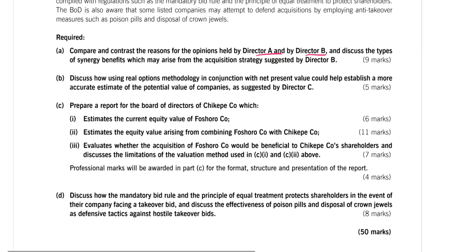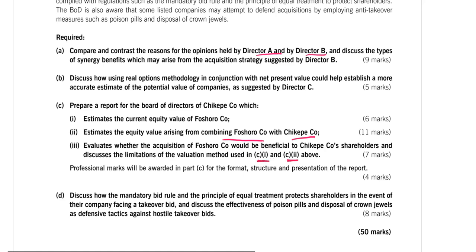Part C, prepare a report for the board of directors of C company, which estimates the current value of C company, and estimates the equity value arising from combining F company with the C company. That means in the first part of the C, we have to estimate the value of the acquiring company. And in the second part of the part C, we have to discuss the combined value by combining the target with the acquirer. And the third part evaluates whether the acquisition of F company would be beneficial to the acquiring company shareholders, and discuss the limitation of the valuation method used in C1 and C2.